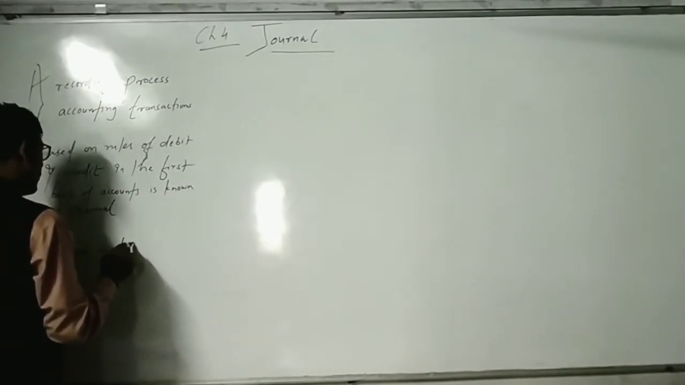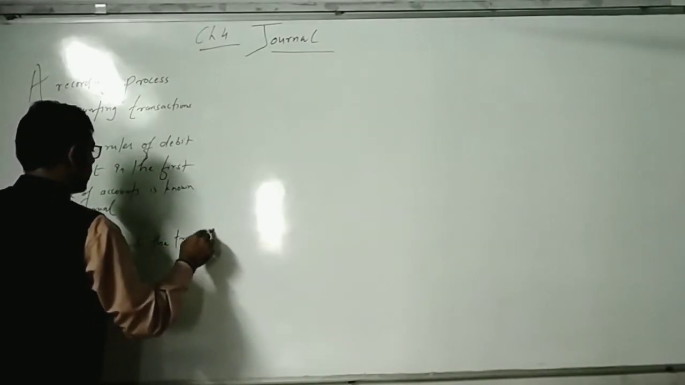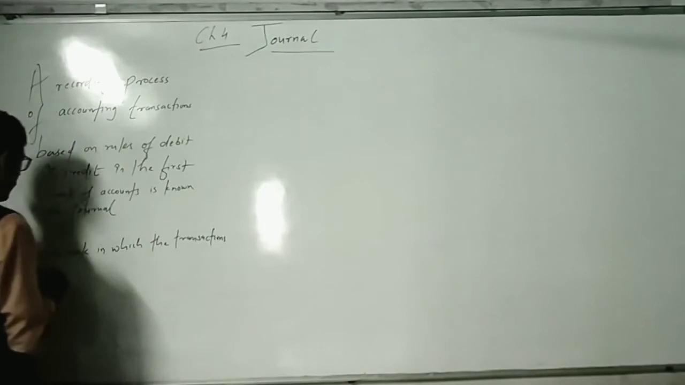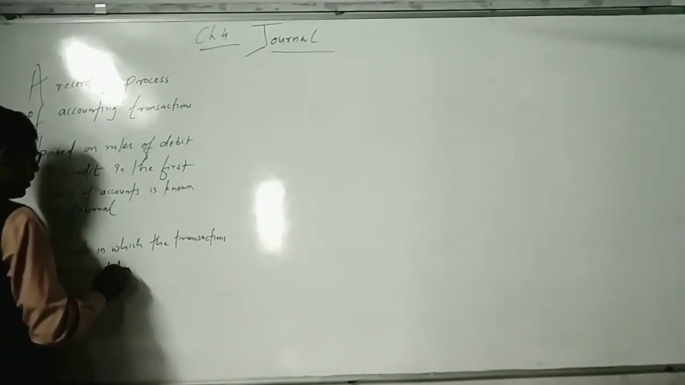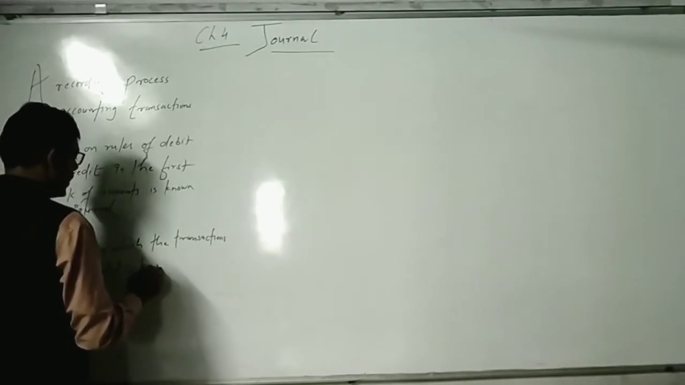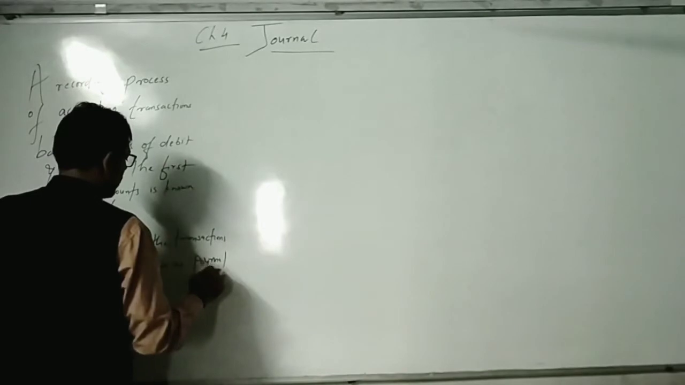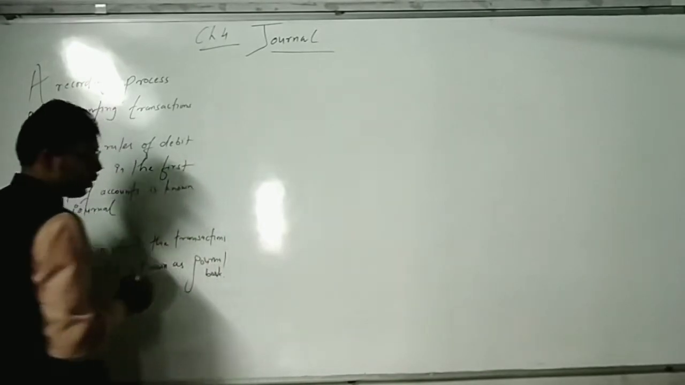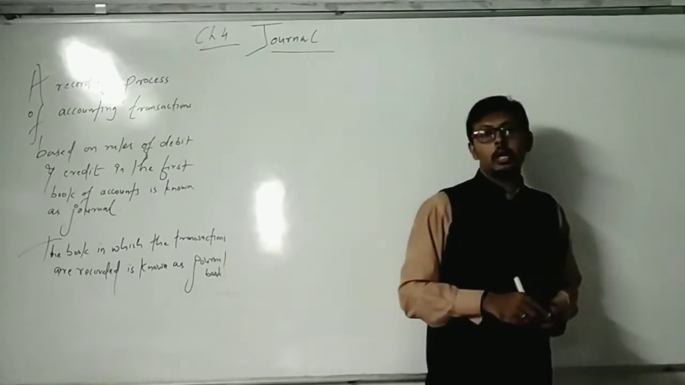The book in which the transactions are recorded is known as journal book. जिस बुक में ट्रांजेक्शन की इंफॉर्मेशन हमें दी जाती है, that is called as journal book.